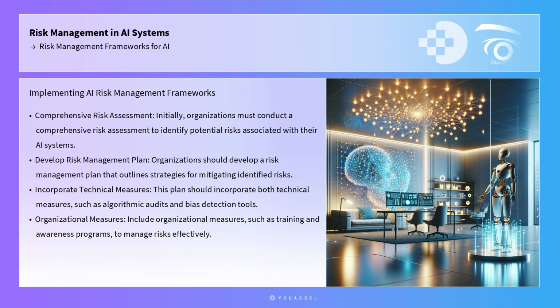Implementing these frameworks requires a step-by-step approach. Initially, organizations must conduct a comprehensive risk assessment to identify potential risks associated with their AI systems. This involves evaluating the data used, the algorithms applied, and the potential impact of AI decisions on stakeholders. Following this, organizations should develop a risk management plan that outlines strategies for mitigating identified risks.